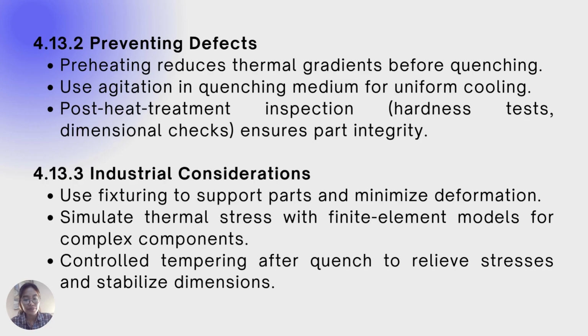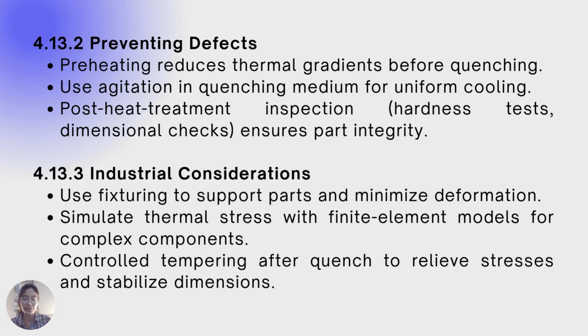During heat treatment, preventing defects and maintaining dimensional accuracy are critical. First, to prevent defects. Preheating the material helps reduce the thermal gradient before quenching, which minimizes cracking or distortion. Agitating the quenching medium, like stirring oil or water, ensures uniform cooling across the surface. Finally, after heat treatment, inspection steps such as hardness testing and dimensional checks confirm that the part meets required properties and tolerance. Next, for industrial consideration.